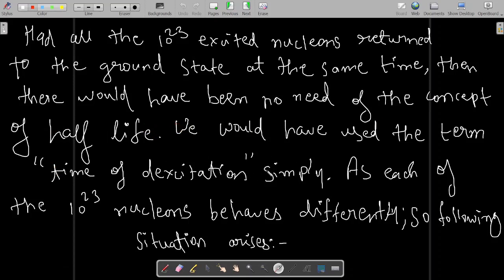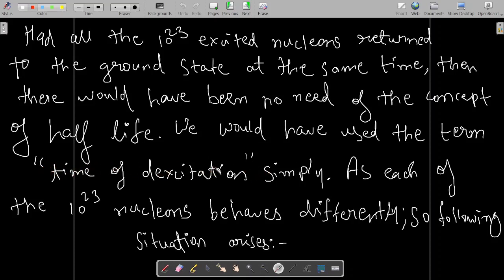In that case, what would we have done? We would have simply used the term time of de-excitation in that particular case.